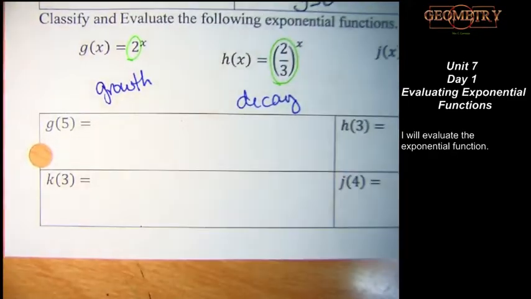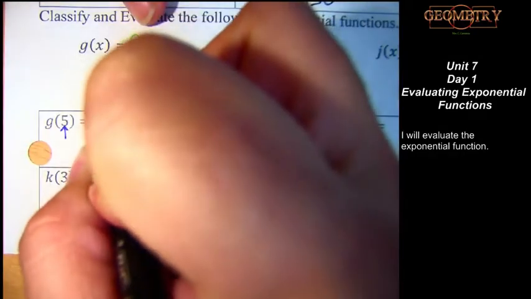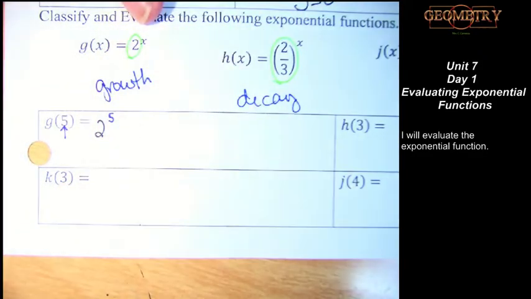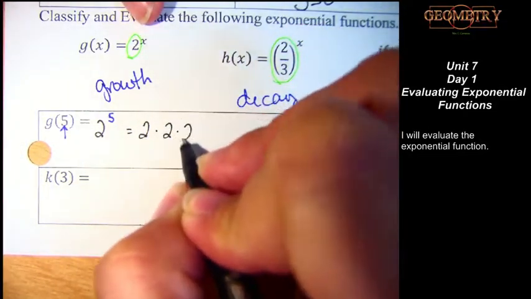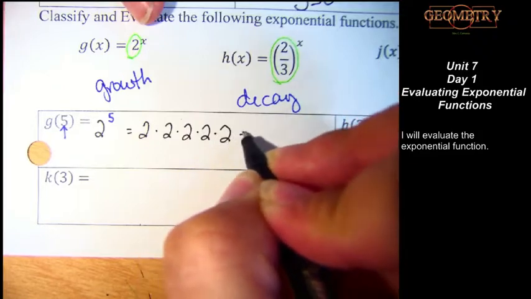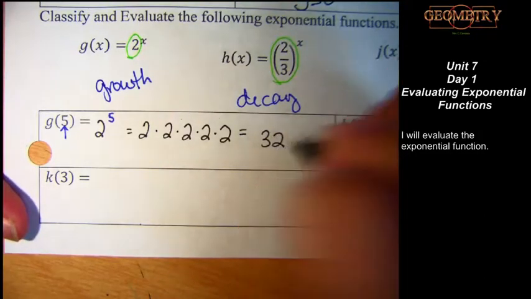All right, looking at g of 5, I'm going to take the g of x function, which says 2 to the x power, but instead of writing the x, I'm going to write a 5 because that's what I was told. This means 2 times 2 times 2 times 2 times 2. 2 times 2 is 4. 4 times 2 is 8. 8 times 2 is 16. 16 times 2 is 32. It's 32.